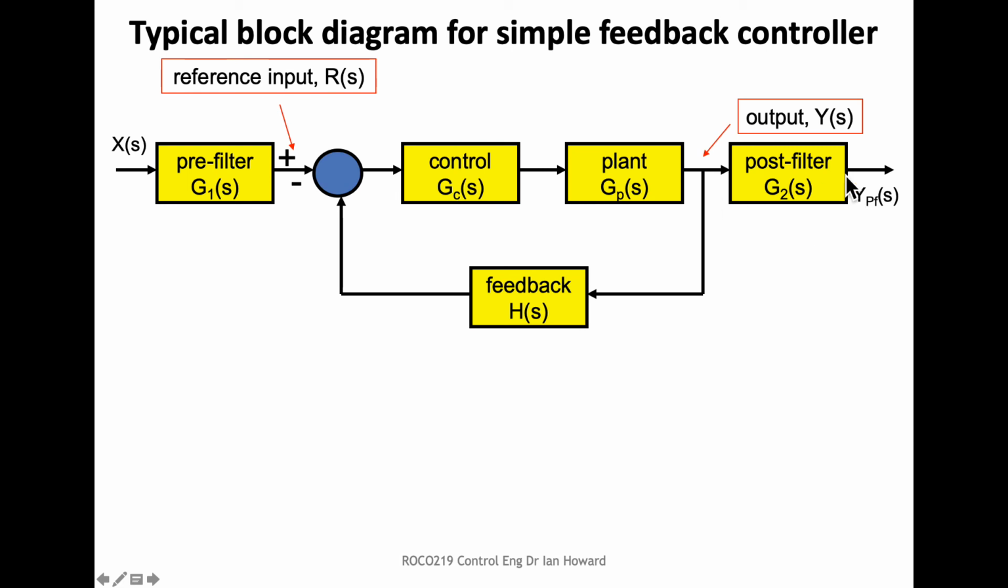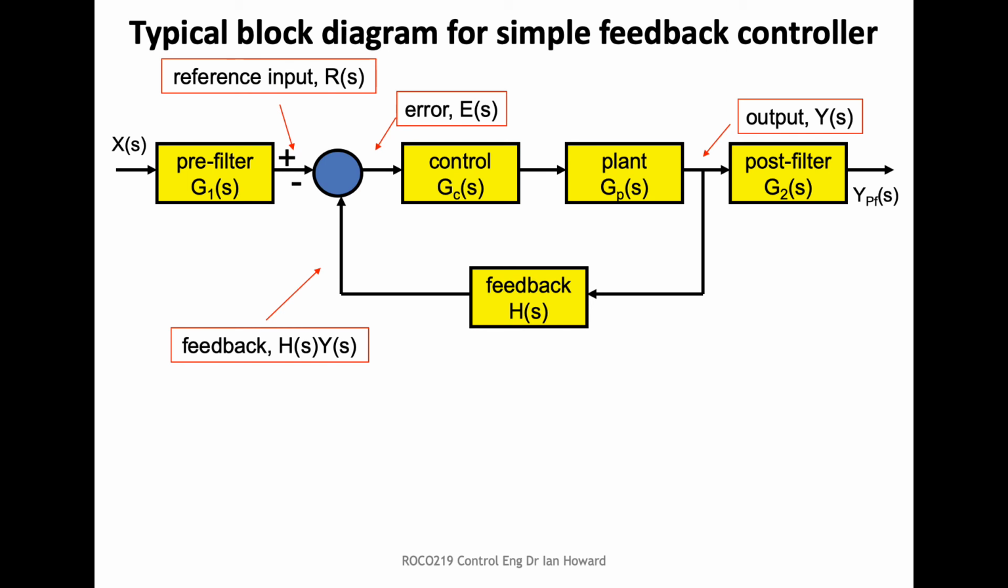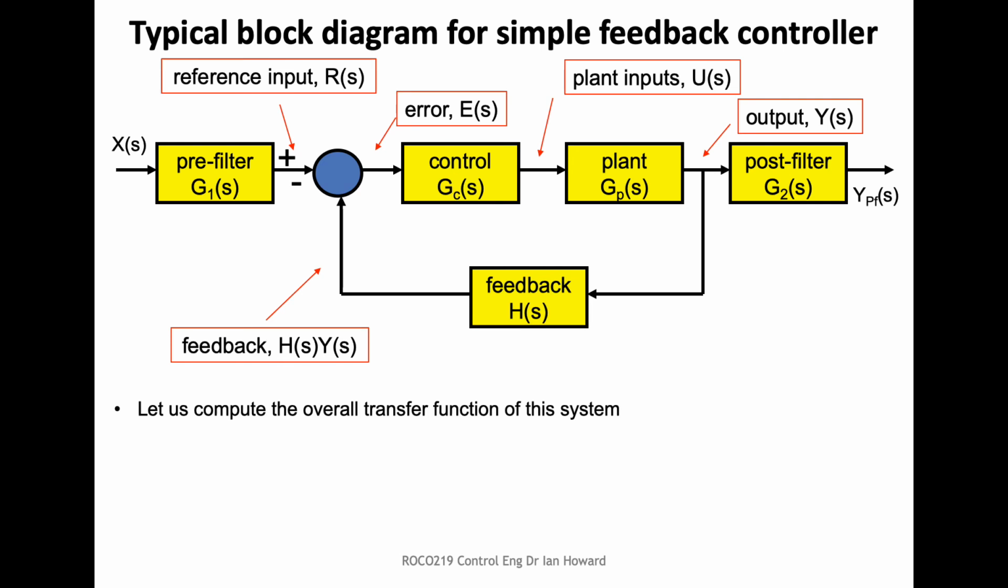This is Y_pf of S because this is after the post filter. This is just the bit after the loop. And this is the feedback path here. And that's the error there. And that's the input to the plant there. We're not going to need all of these. But let's just do the thing now by simplifying it.